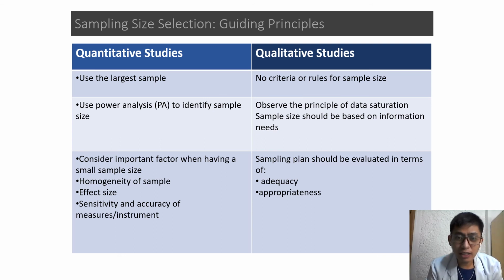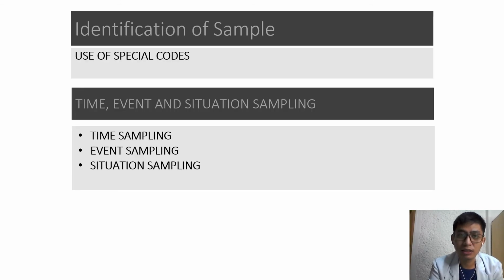In qualitative, the sampling plan should be evaluated in terms of adequacy and appropriateness. For identification of the sample, you use special codes: time, event, and situation sampling. Time sampling, event sampling, and situation sampling.